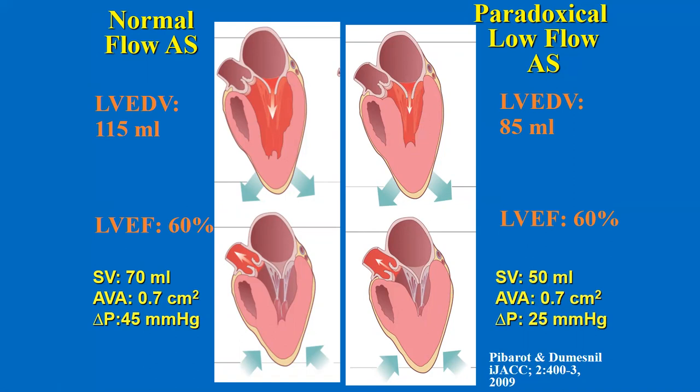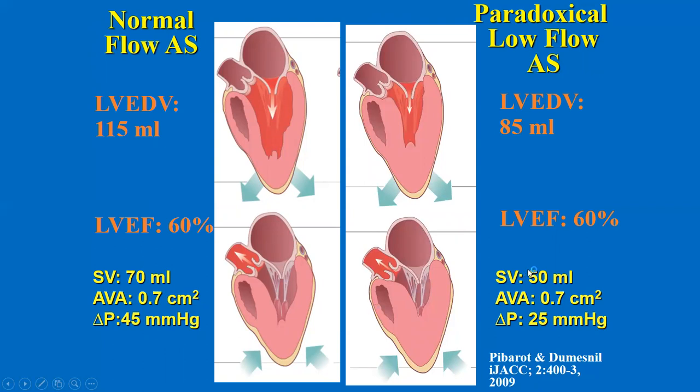But the stroke volume is only 50 milliliters, in spite of the fact that valve area is 0.7 and the mean pressure gradient 25 millimeters of mercury. So for an identical ejection fraction and valve area, in the first example, we see that the stroke volume and the mean gradients are according to the guidelines which diagnose severe AS; in other words, the stroke volume of 70, which will be about 35 milliliters per meter squared stroke volume index, and mean gradient 45.